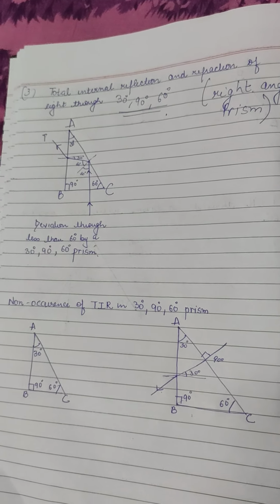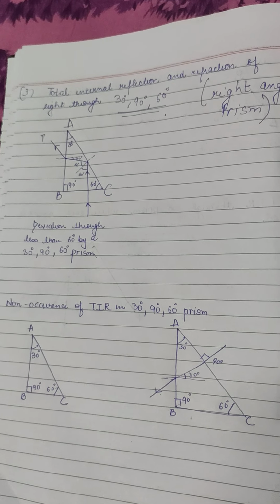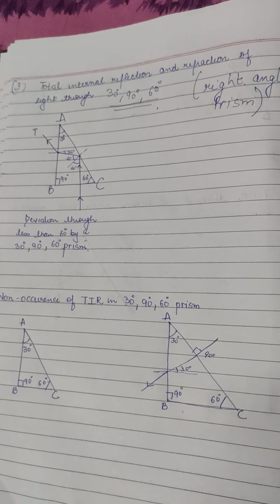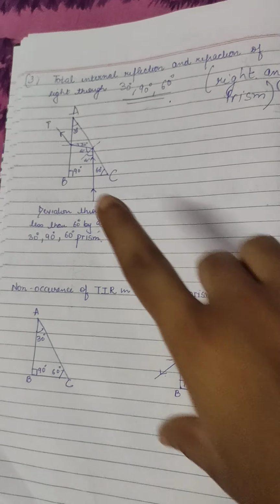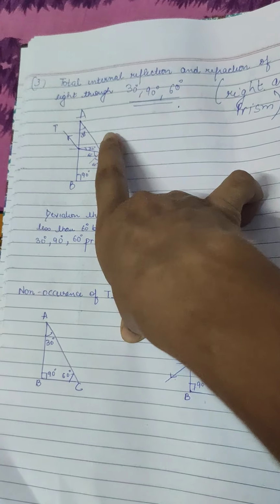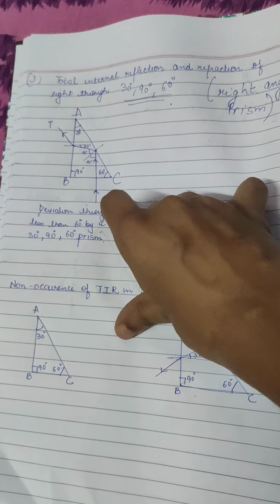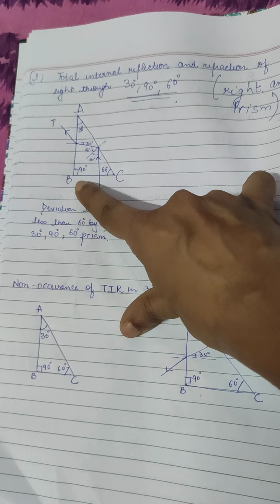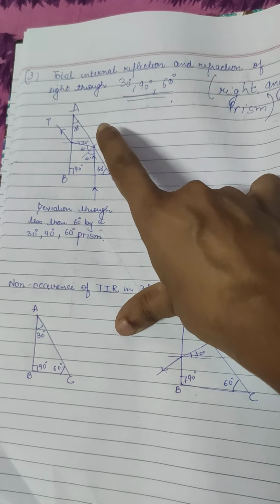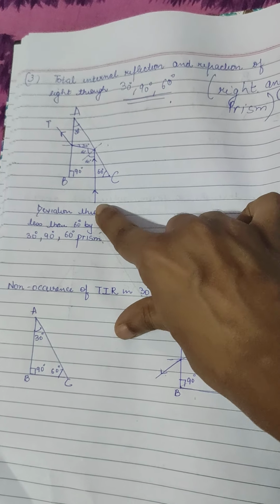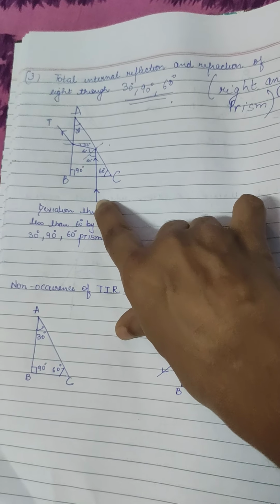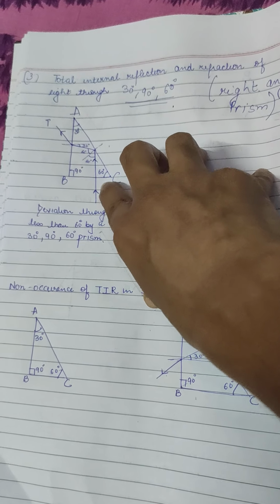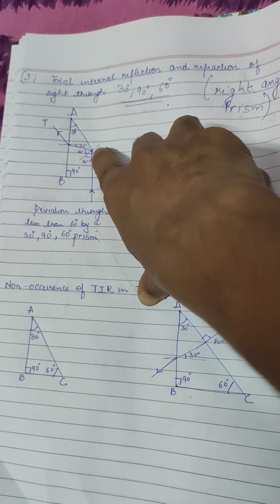But if they mention the right angle isosceles prism or the right angled prism, there is a difference. This is the right angled prism. Here we are having 30 degree, 90 degree and 60 degree angles. This 90 degree makes it a right angled prism. You can see now this is our incident ray on the face BC. This is our incident ray, undeviatedly strikes the face AC.